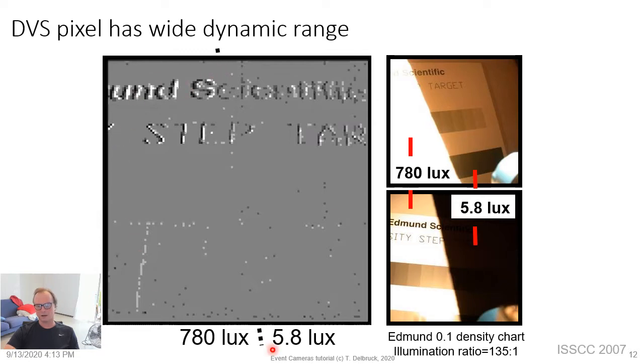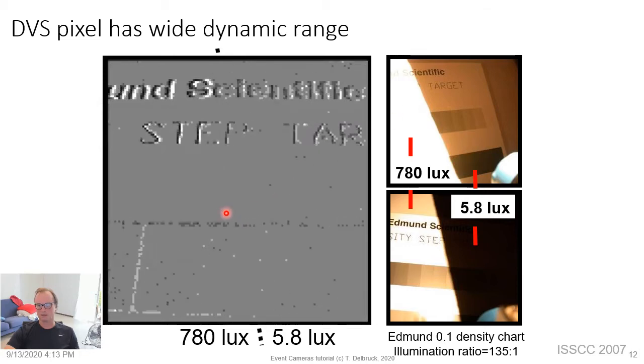Now on the left side here, we show the DVS output. Where it's gray here means there were no spike events. Where it's white, it means there were on events generated. And where it's darker than gray, it means off events were generated. And there is a shadow line here going across the scene, but the shadow line is not moving. The only thing that's moving is the density step chart.